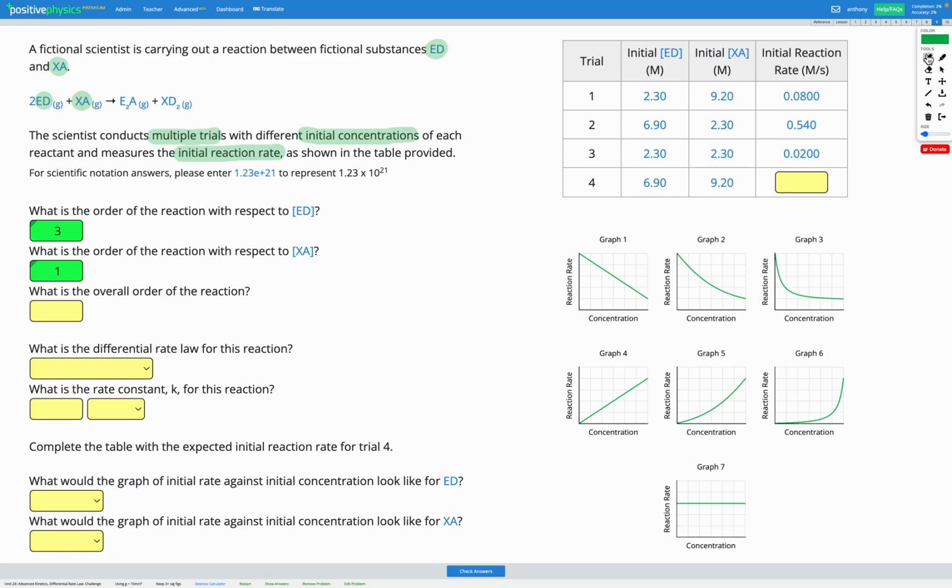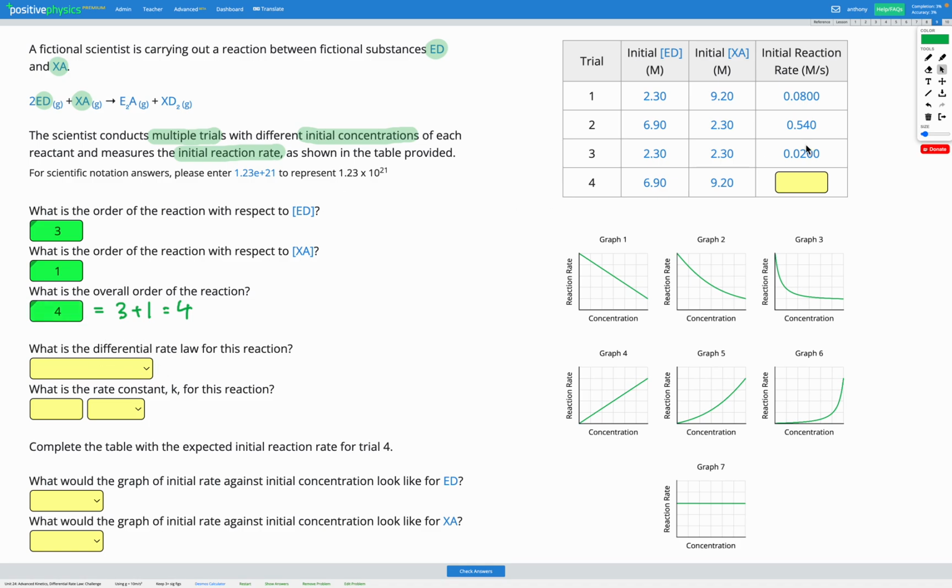Okay, great. So we've done the hardest part, figuring out our order of reaction for each reactant. To find the overall order, we just need to add those up. 3 plus 1 gets us 4. So our overall order of reaction is 4.